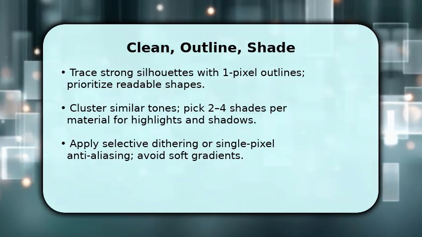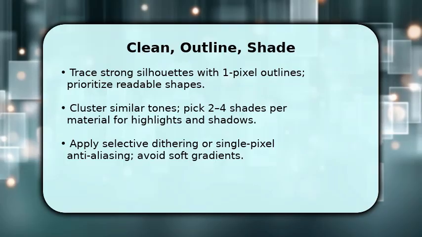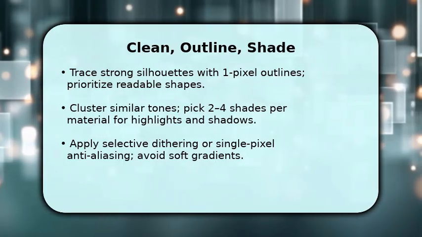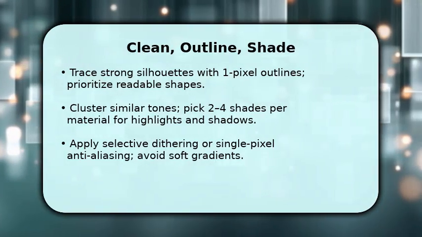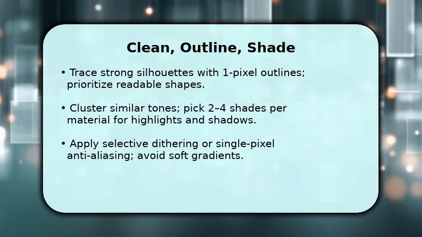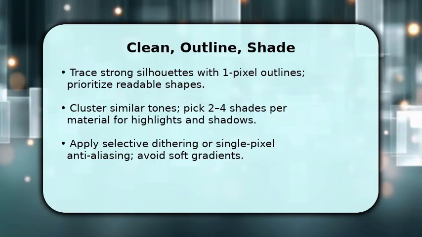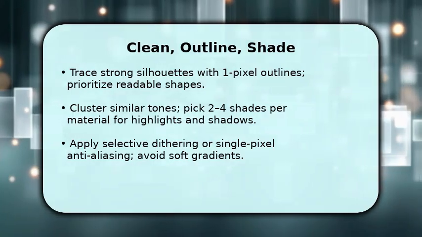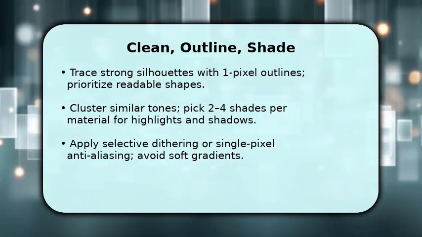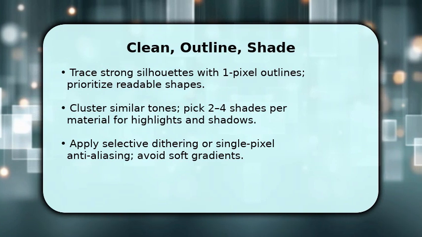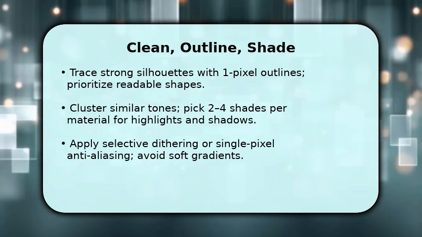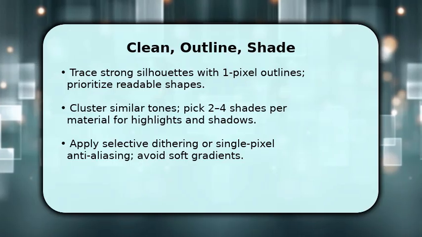You then cluster tones. Pick 2 to 4 shades per material and place highlights and shadows deliberately to imply volume. Use controlled dithering or single-pixel anti-aliasing sparingly to transition values without blurring. Make sure to test the image zoomed to 100% and at native size frequently so you see how individual pixels contribute to the overall read.